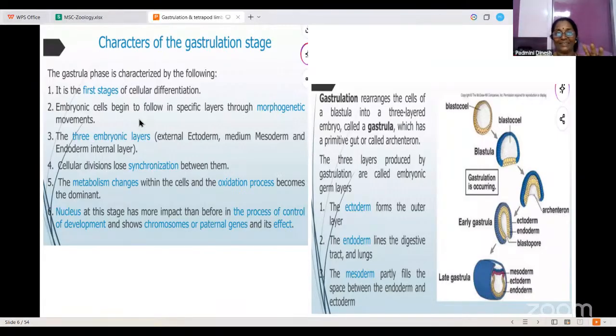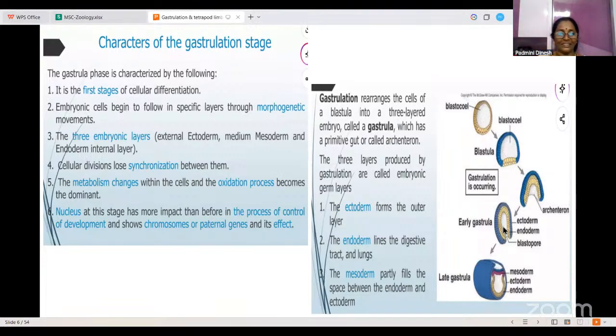Morphogenetic movement. Everything is genetics over there. And the formation of three embryonic layers, that is the ectoderm, endoderm, and the mesoderm. So these are going to be the main characters over here. And this cellular division is synchronized between them. So the formation of the ectoderm, endoderm, and mesoderm is all synchronized. It's not something like, okay, first ectoderm is going to form, then the mesoderm, then the endoderm. No, everything is going to be formed together.